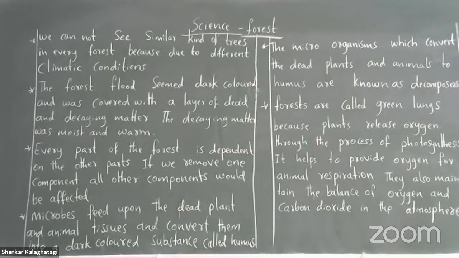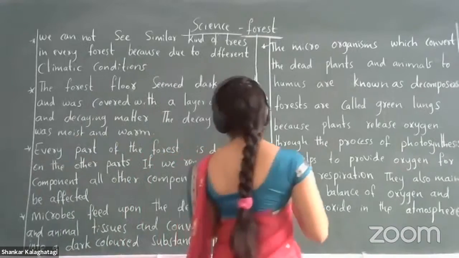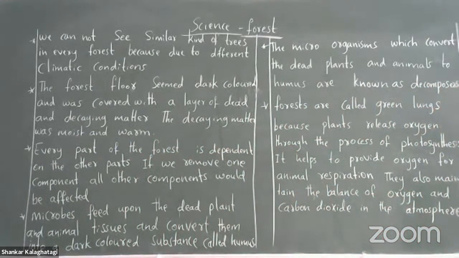We cannot see similar kinds of trees in every forest because of different climatic conditions. The forest floor seemed dark colored and was covered with a layer of dead and decaying matter. The decaying matter was moist and warm. Every part of the forest is dependent on the other part. If we remove one component, all other components would be affected. Microbes feed upon the dead plant and animal tissues and convert them into a dark colored substance called humus.